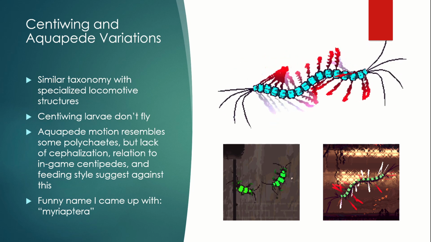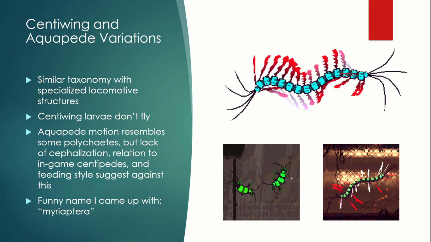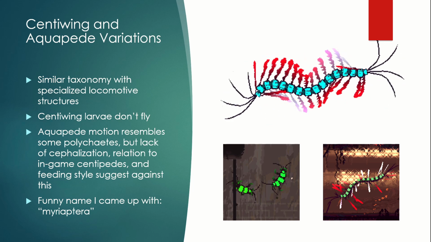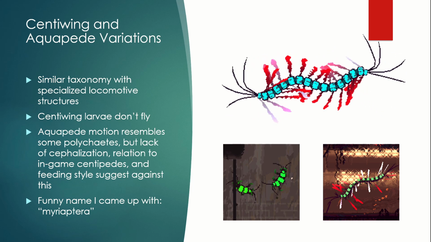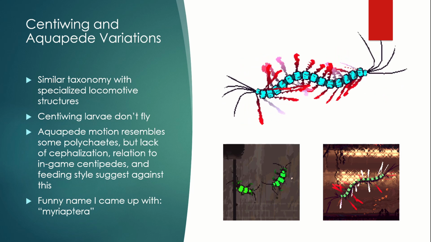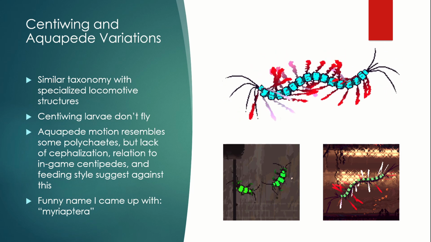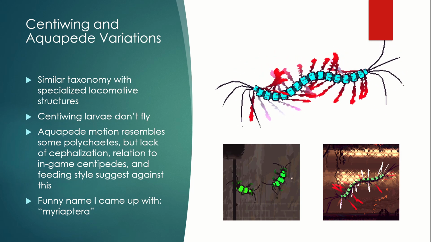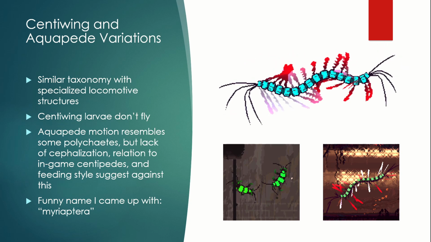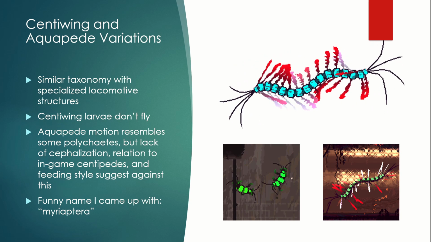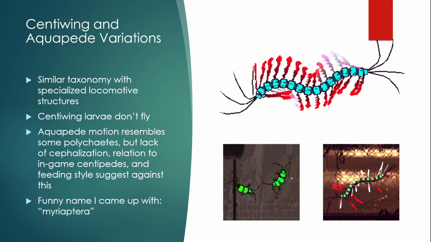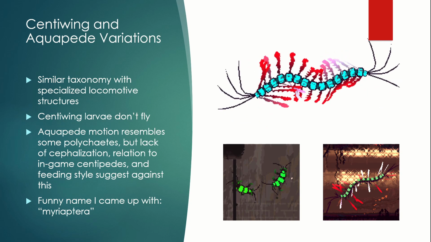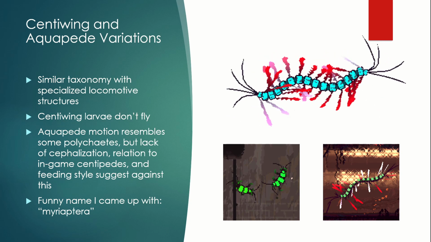A funny name I came up with, because of their specialized locomotive structures, is Myriaptera, which is a combination of the terms myriapod, which is in reference to creatures like centipedes and millipedes, which have a myriad of legs and appendages that way, and ptera, which is for wings or, in certain cases, fins.